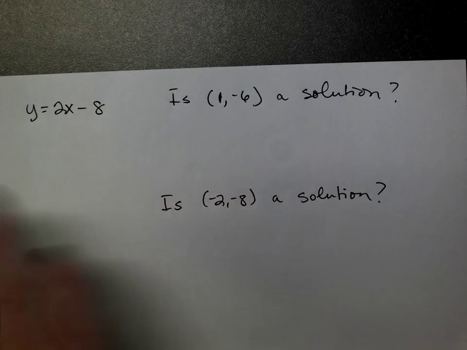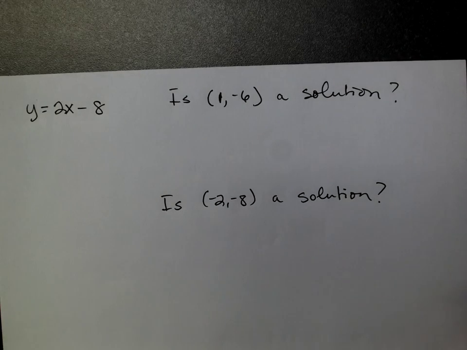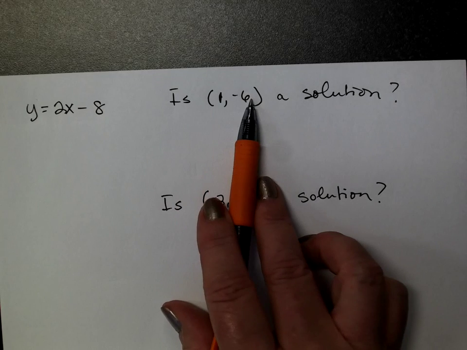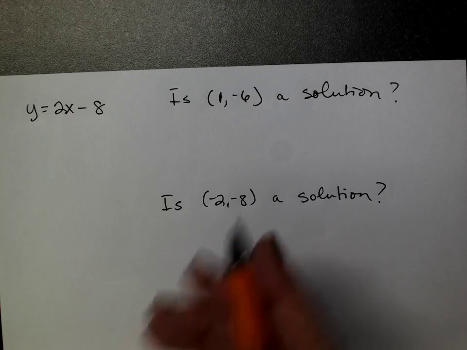Plug them in, make sure they're in the correct order. The y comes first here and the x here, so make sure you're plugging things in the correct place. This is an x comma y. And always plug things in parentheses. It's easier to drop the parentheses than to lose track with negatives and fractions if you're dealing with those.